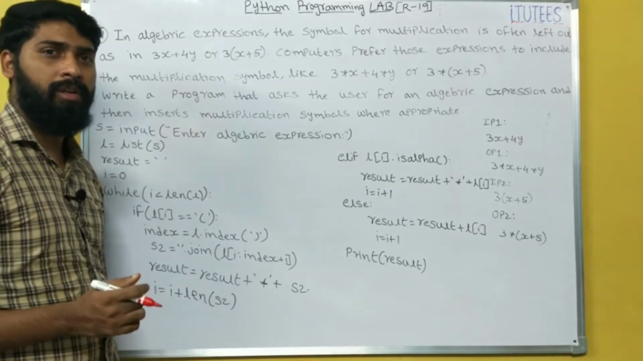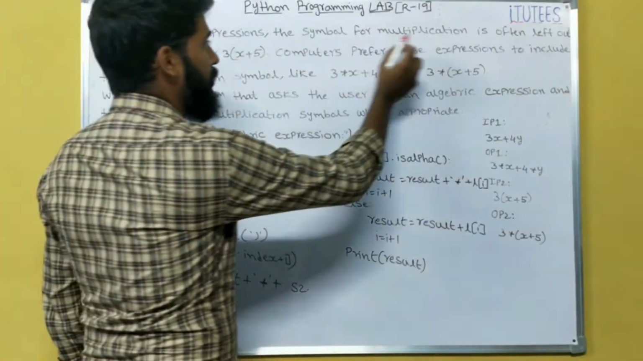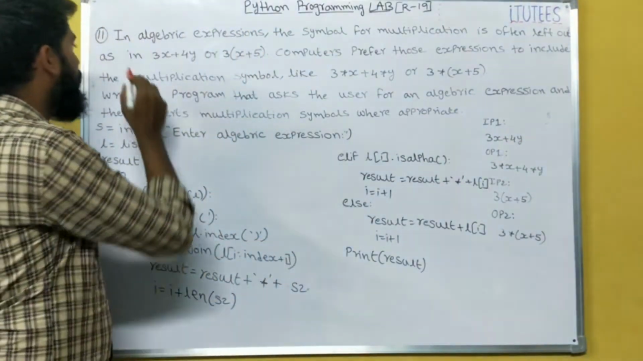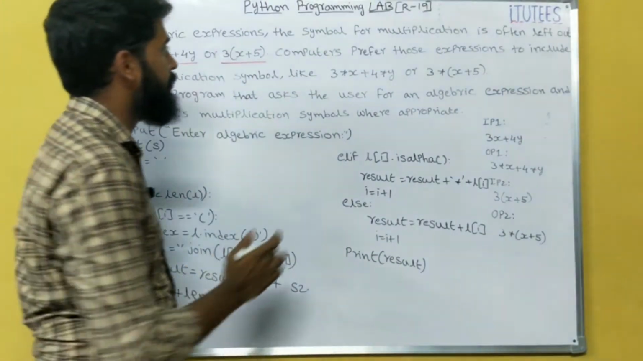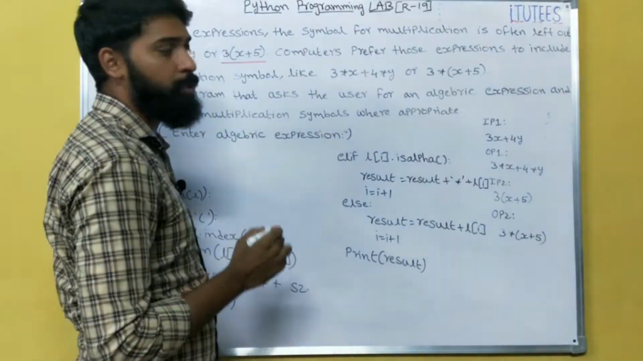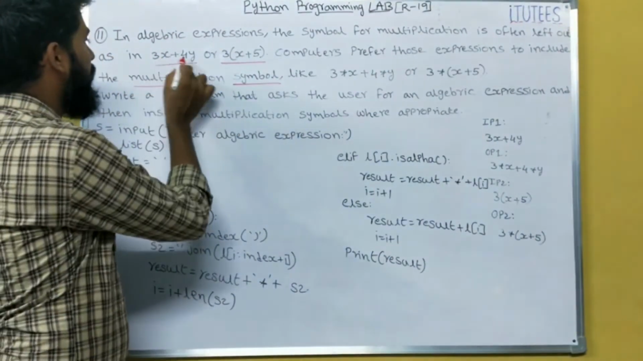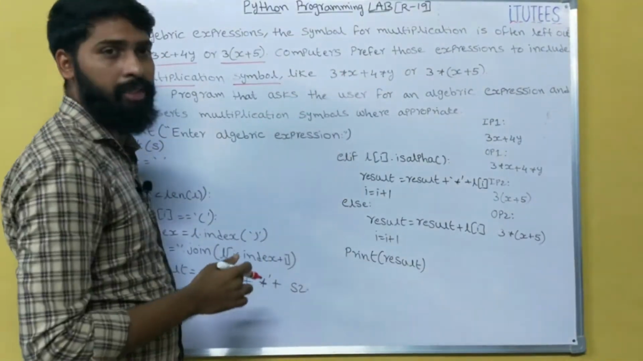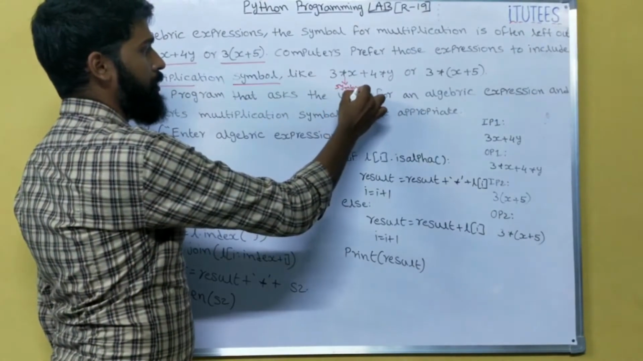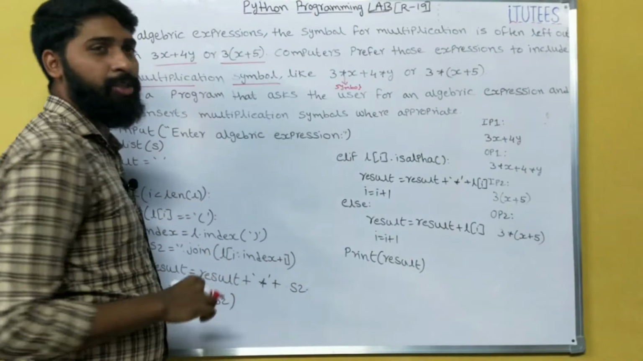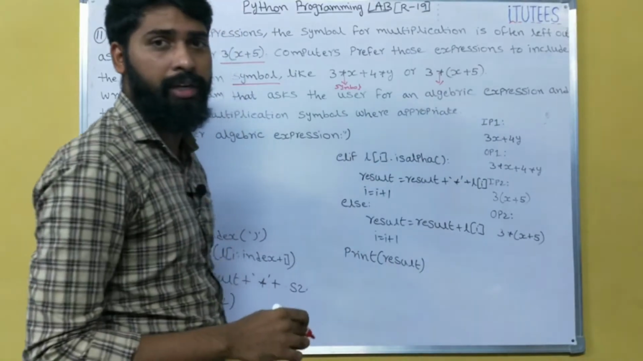Now we are going to solve one Python program. In algebraic expressions, the symbol for multiplication is often left out, as in 3x plus 4y or 3(x plus 5). Computers prefer those expressions to include the multiplication symbol, like 3x plus 4y means 3 asterisk x plus 4 asterisk y. That means this is the multiplication symbol. And 3(x plus 5) is expressed as 3 asterisk (x plus 5).